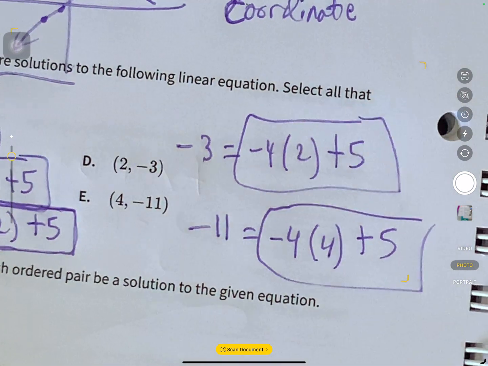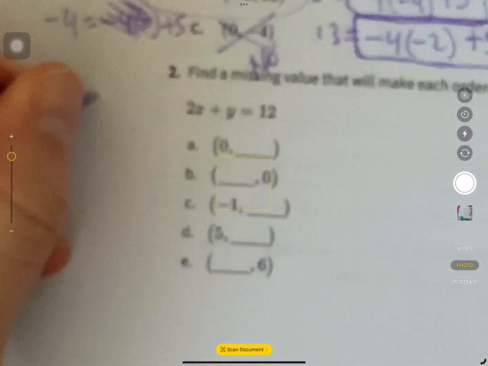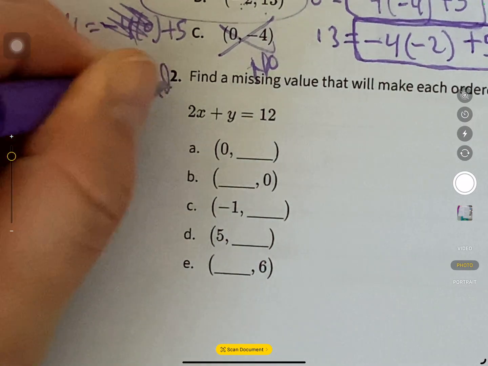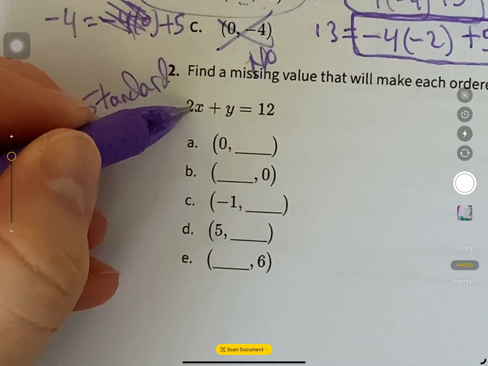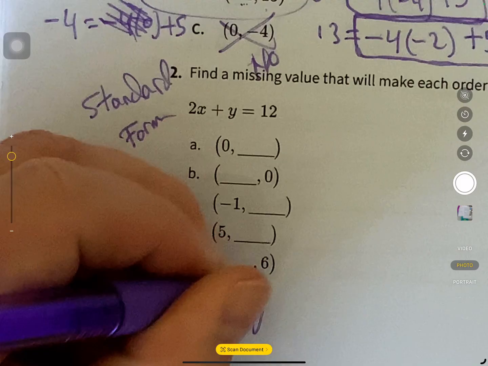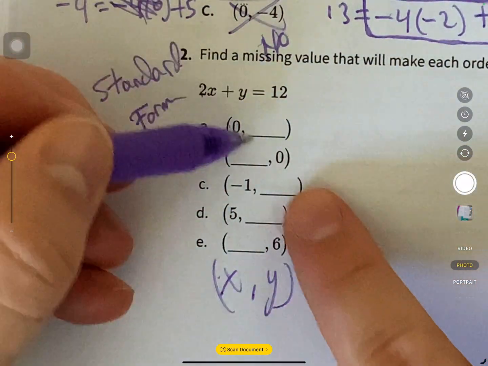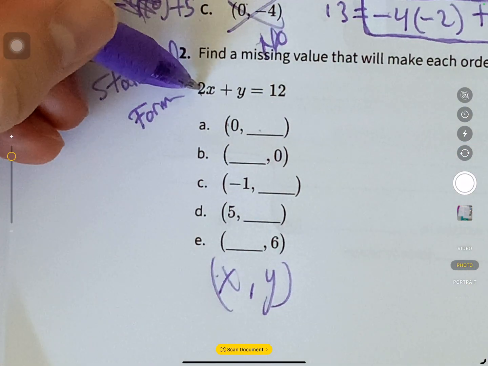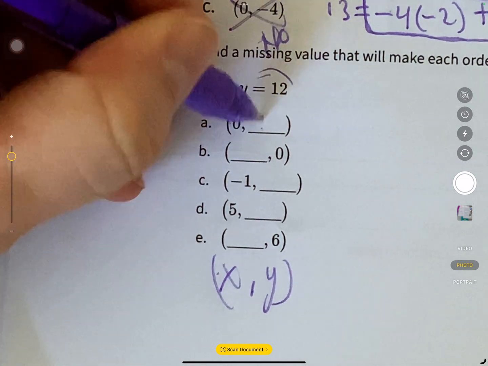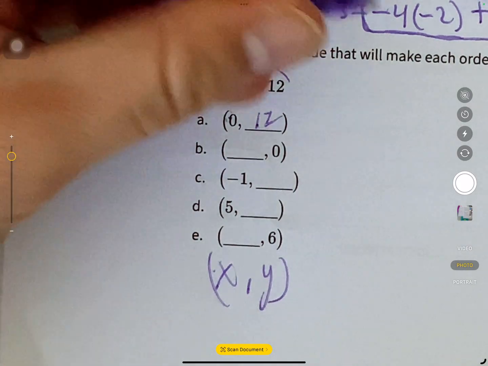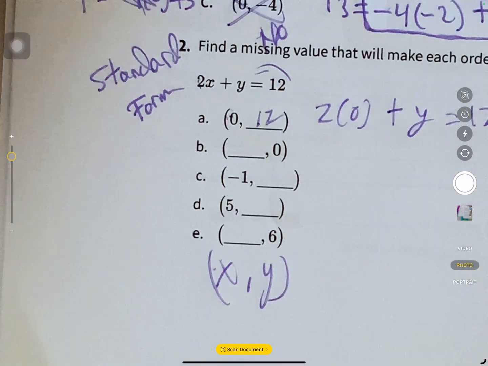Let's go to the second one. Pause if you need to. 3, 2, 1. All right. This next one is interesting. See how it's written in standard form? That looks familiar. These are x, y values, and it looks like some are missing. So take the x, put it here, and then solve for y. For example, watch this. What is 2 times 0? Nothing. So that leaves us with y is 12. Put 12 right there. 2 times 0 plus y equals 12. That's the equation. You're solving this for y.